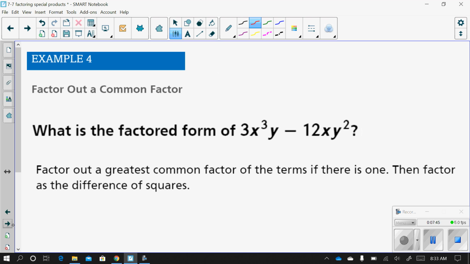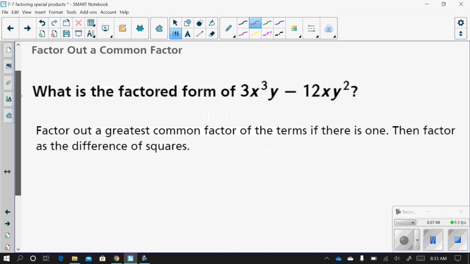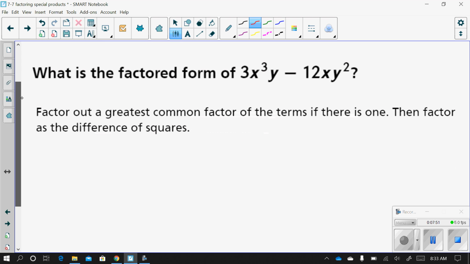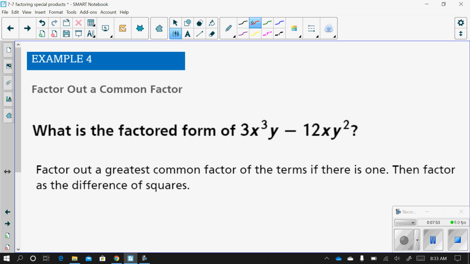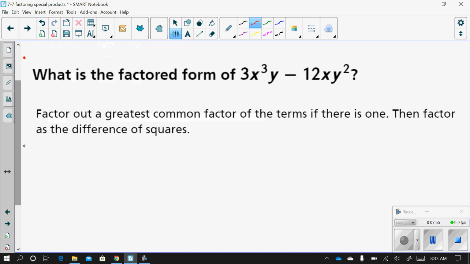Always remember though, you gotta check for GCF. That's our first rule of factoring. So let's check out our first rule of factoring. So I have 3x cubed y minus 12x y squared. Let's start with the numbers. Can we think of anything that goes into both 3 and 12? Oh, 3 does. Check out your letters.